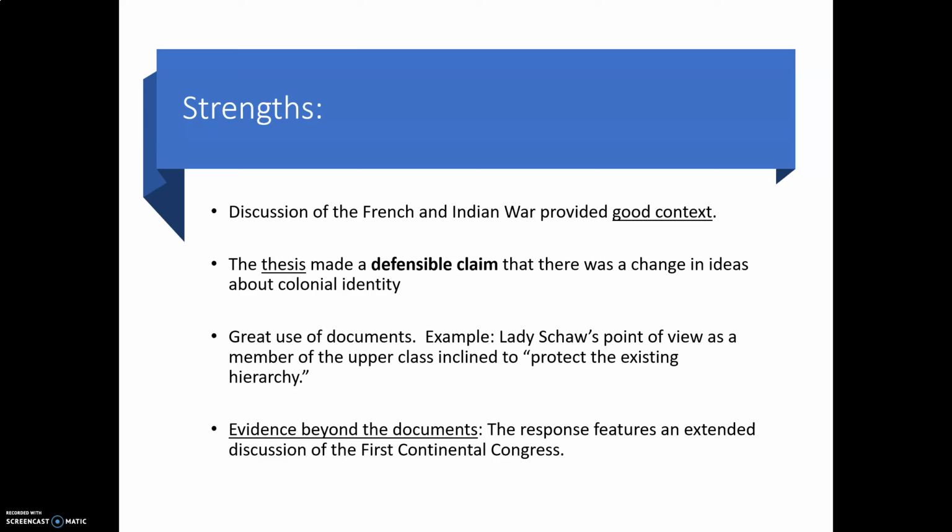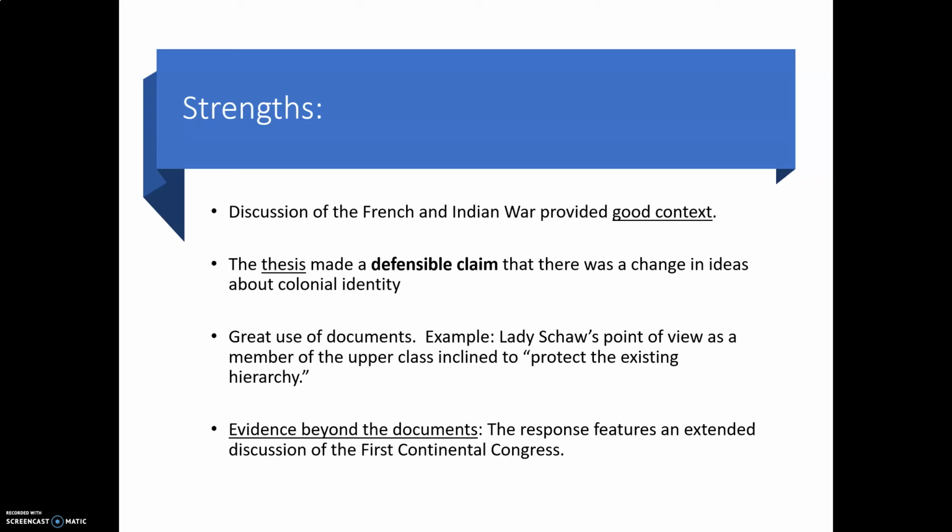First of all, this essay earned all the points. I'll go ahead and throw that out there. It was a great essay. Just a couple of notes here. They do provide really good context. They talk about the French and Indian War in the first paragraph. Great context there. They make a good thesis with a defensible claim. They mention specifically there's a change in ideas about colonial identity.